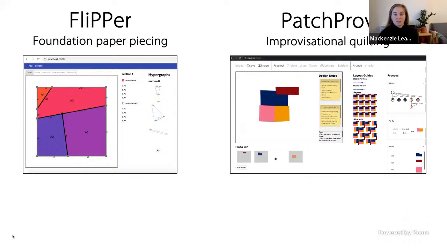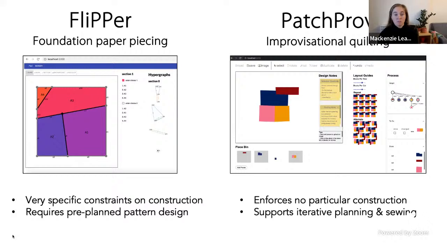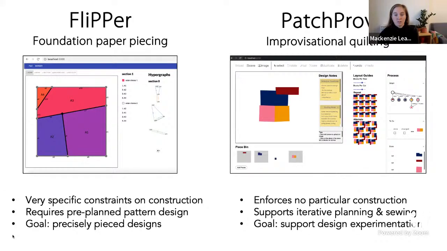Whereas paper piecing imposes very specific constraints on construction, improvisational quilting assumes no particular construction method. And whereas paper piecing requires creating patterns ahead of time, improvisational design does not work in this way. It encourages planning and sewing as you go without a fixed design up front. And the end goal differs a bit too. Paper piecing focuses very much on precision, but improvisation focuses more on experimentation and is more forgiving. So now I'd like to talk a little bit more about improvisational quilting in some more detail.